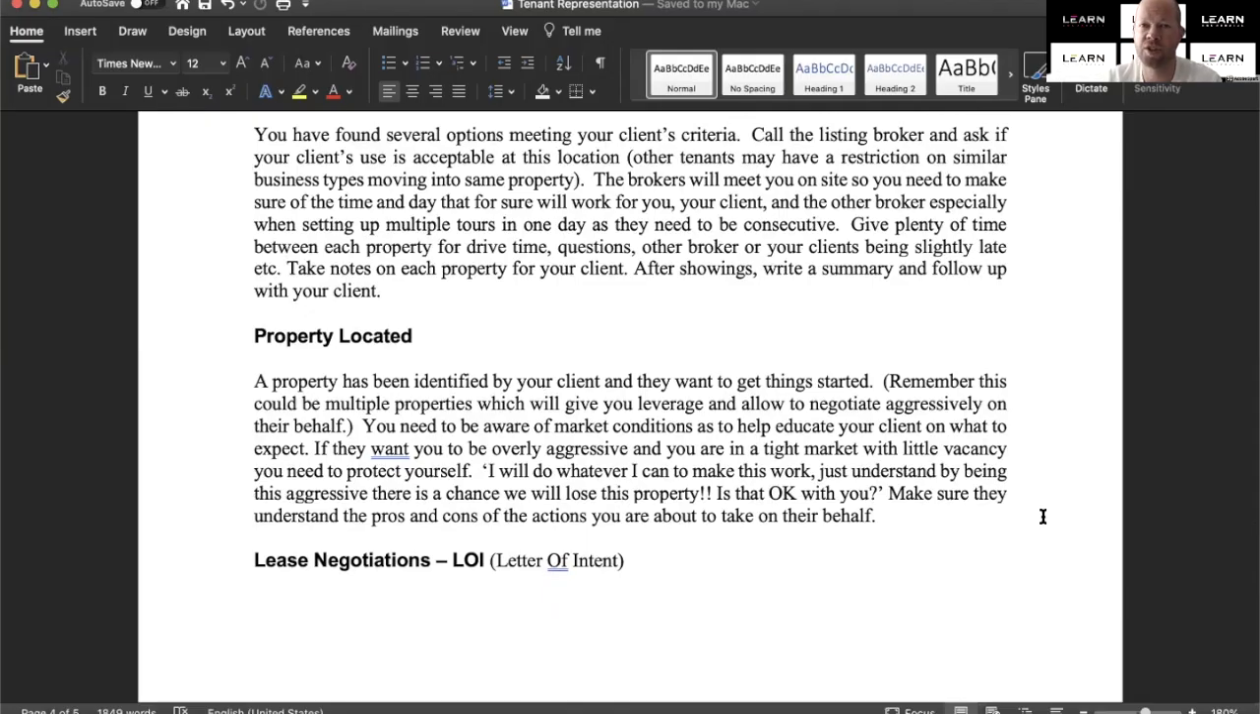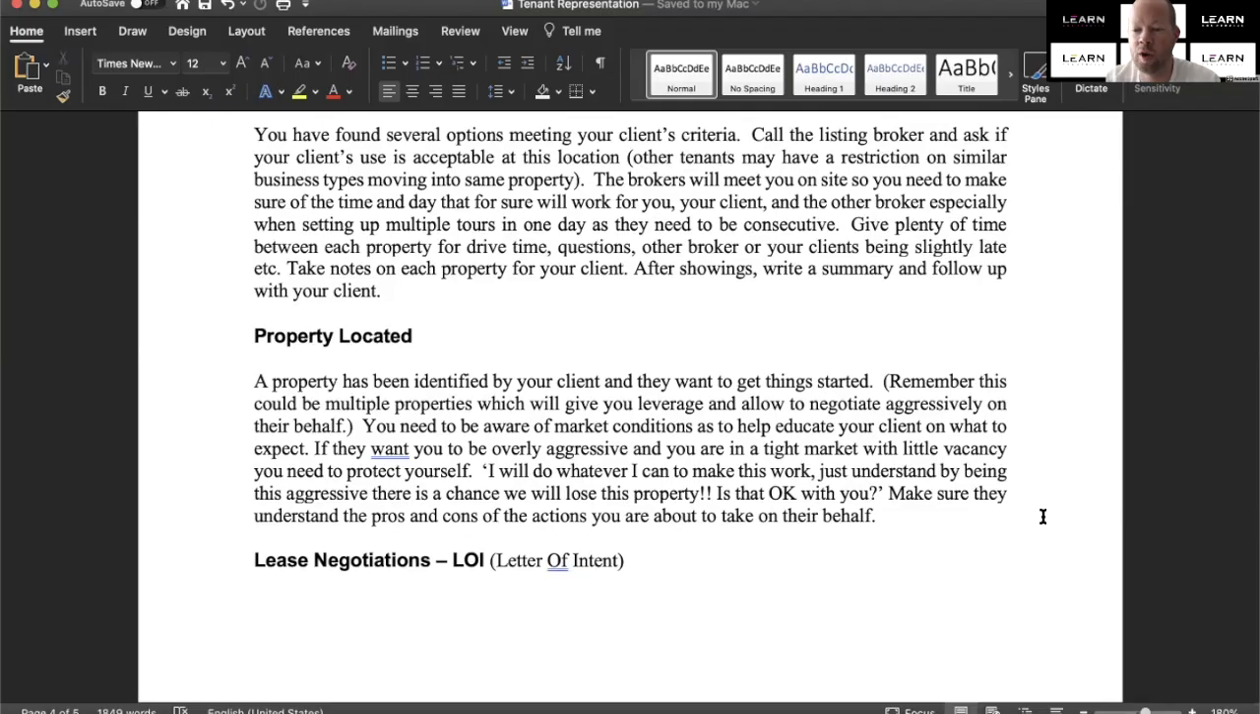In some markets, there's just not much availability. I mean, if you have 2 options, the landlord most likely knows it. That's going to hinder your negotiation skills. If there's a ton of options, you can play them against each other. All right, you need to be aware of market conditions to help educate your client on what to expect, right?